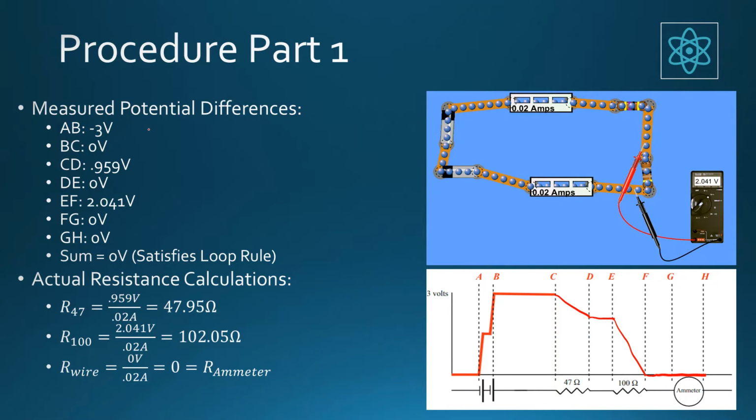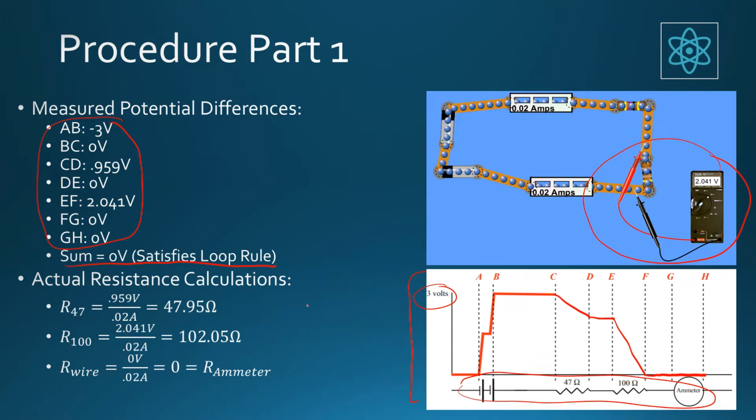Next, we calculated the potential differences among many different parts of the circuit. You can see one example of it here, and you can see all my data here. And the sum of these voltages is equal to 0, which satisfies the loop rule. I then plotted this data here to see the voltage over the different parts of these circuits.